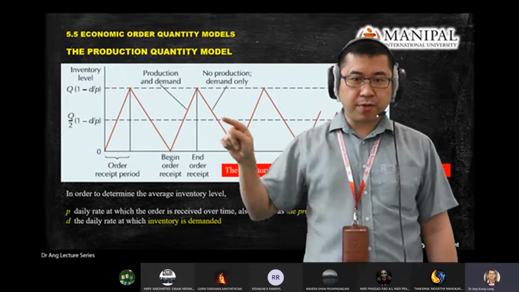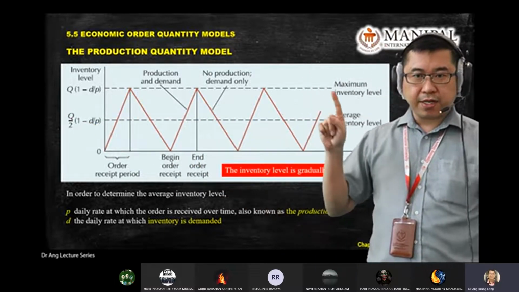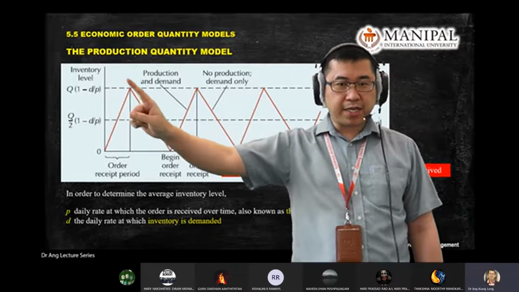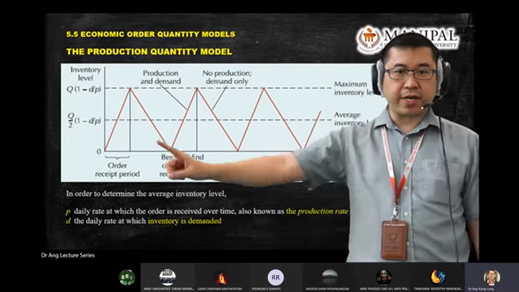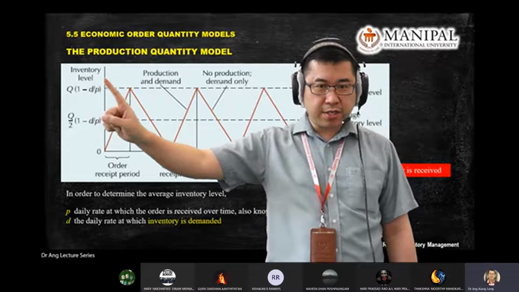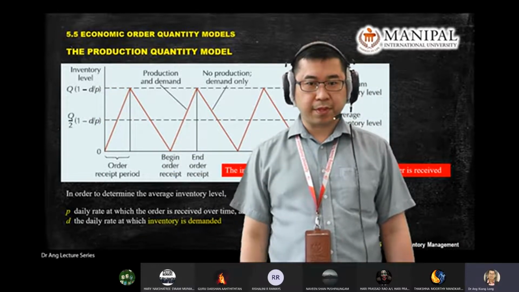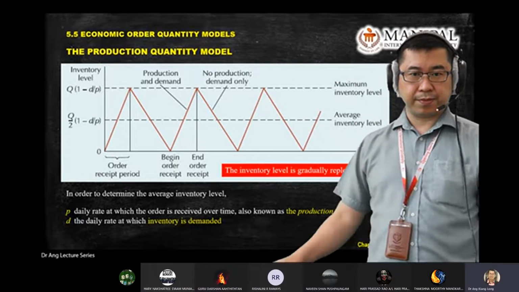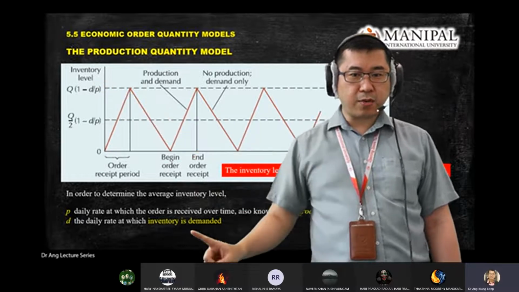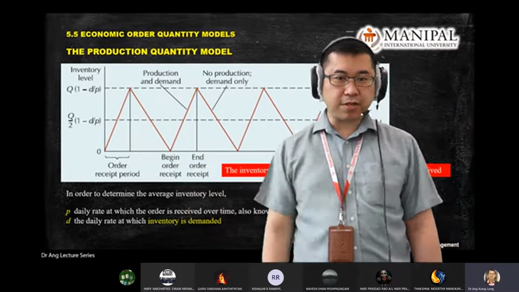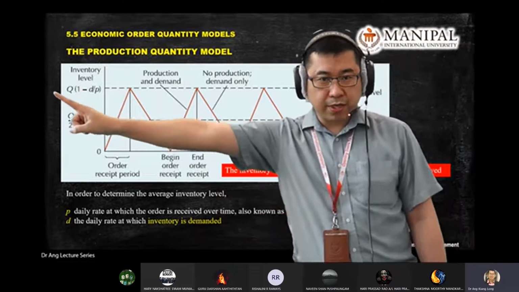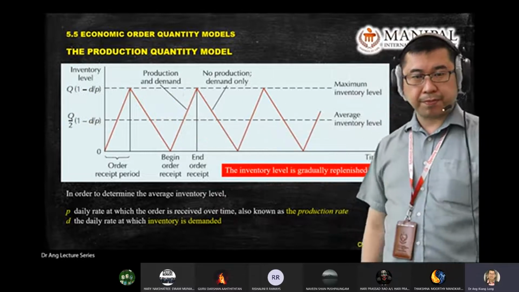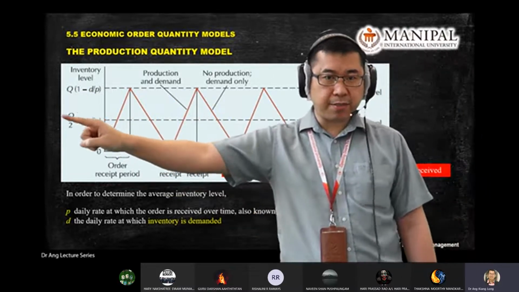If you want to find the maximum inventory, how do you reach the maximum? Meaning D divided by P becomes 0, because your production is stopped. Your demand is always there, but production you can control. So that's why you get Q multiplied by 1, and this one is 0. You get the maximum. And for the average, you just divide the number by 2.